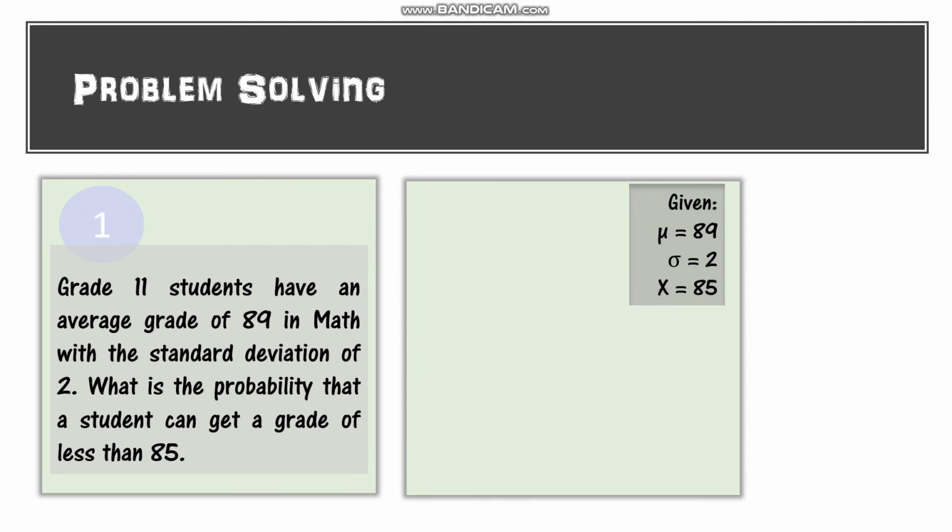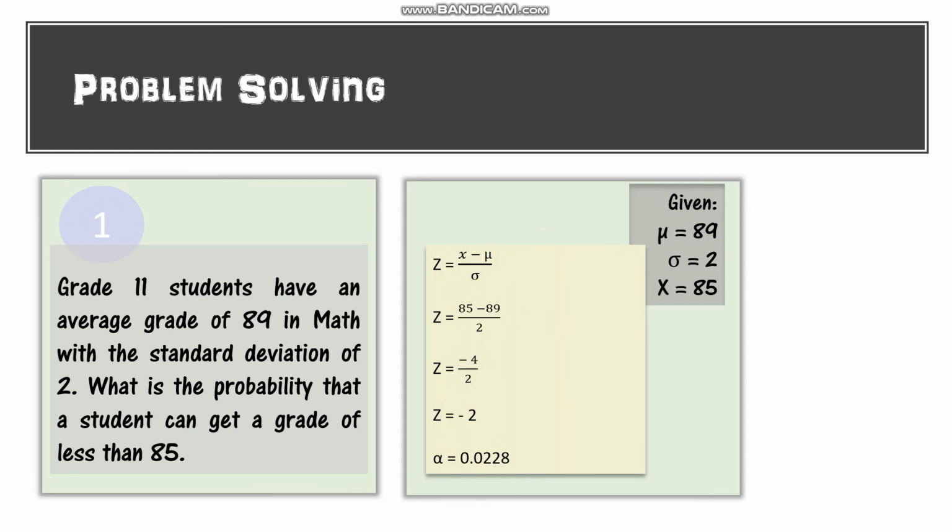Pause the video and apply the process you have learned in solving for the z-score and finding the area under the normal curve. If you got the same answer, congrats! You are now a master in finding the area under the normal curve.